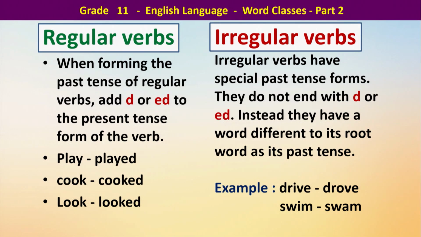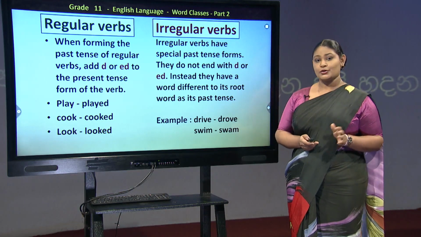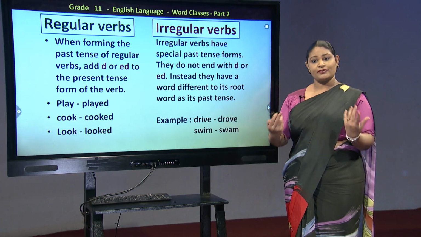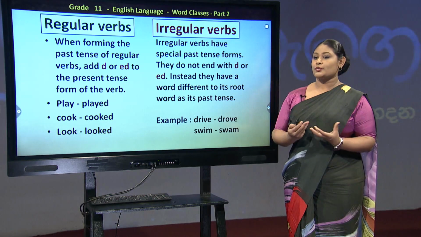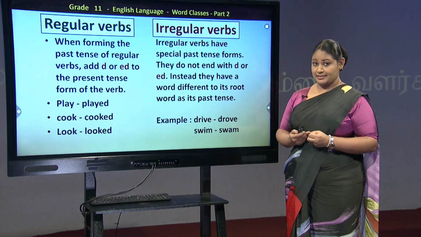Those are regular verbs. Now, what are irregular verbs? Irregular verbs have special past tense forms. They do not end with D or ED. Instead, they have a word different to its root word as its past tense. All right, so these irregular verbs do not have D or ED when you form past tenses. Instead, they have a different word to its root word as its past tense.